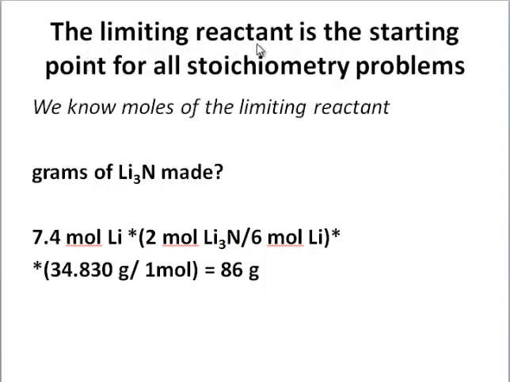The limiting reactant is the starting point for all the stoichiometry problems involving this reaction. We know moles of the limiting reactant, so we can use that as our starting point to determine how much product will be made. There were 7.4 moles of lithium, which we convert to moles of lithium nitride using the balanced equation. 2 moles of lithium nitride over 6 moles of lithium.